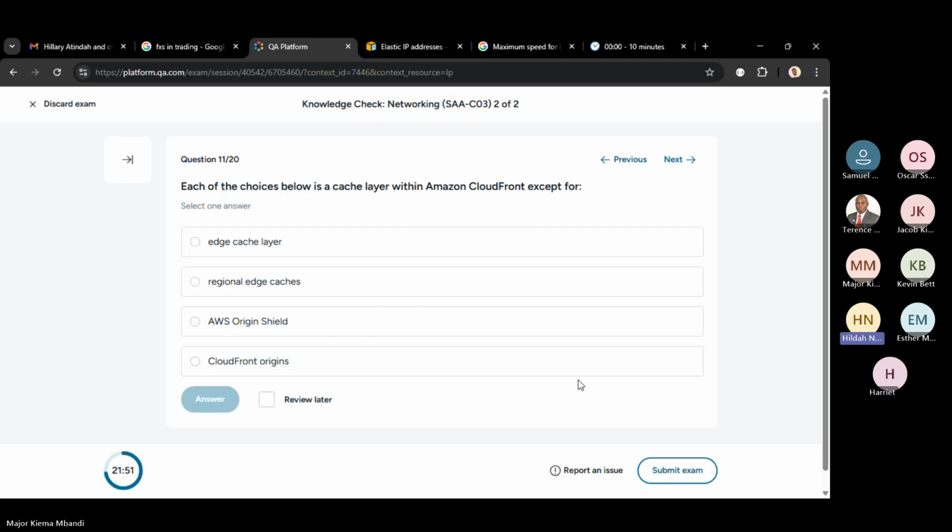Each of the choices below is a cache layer within Amazon CloudFront, except for: Edge Cache Layer, Regional Edge Caches, AWS Origin Shield, CloudFront Origins. Cache layer. I'd go with C.